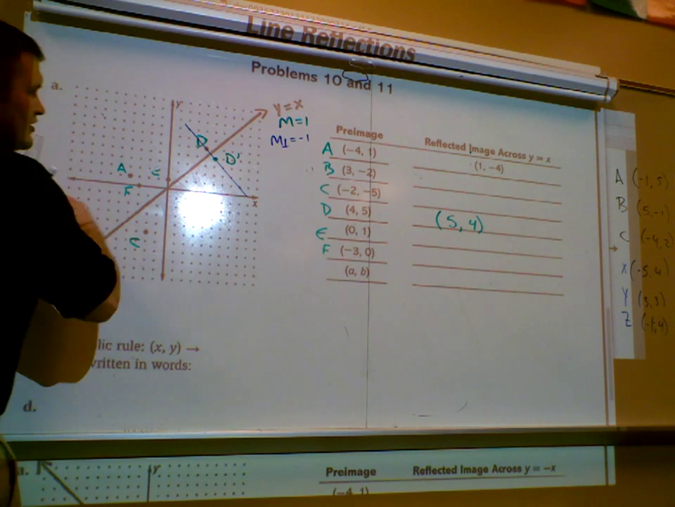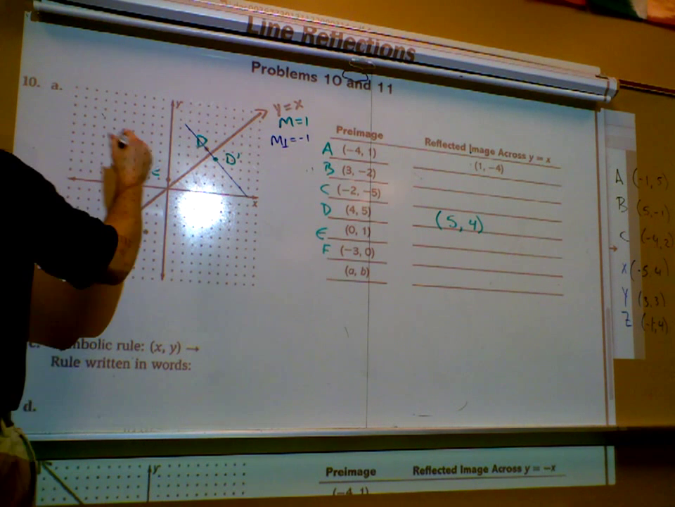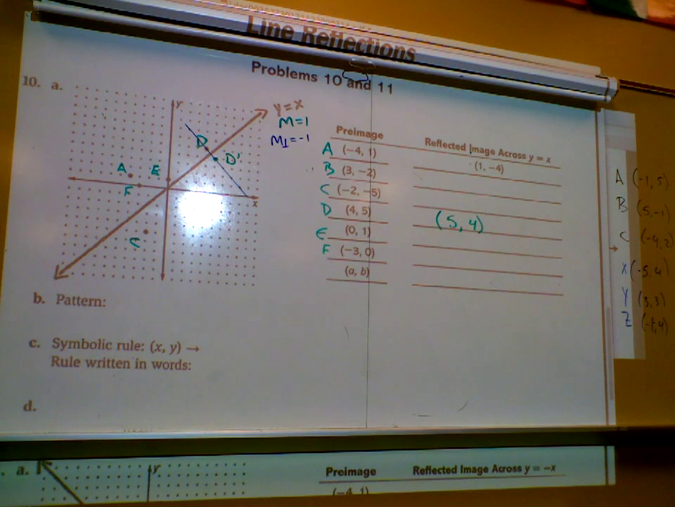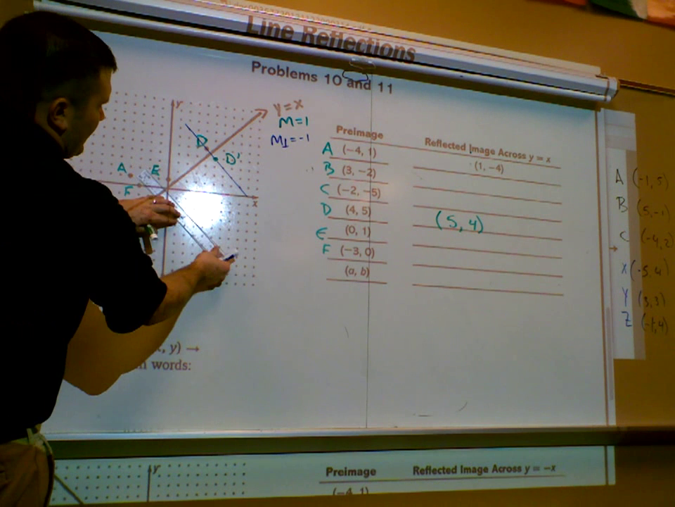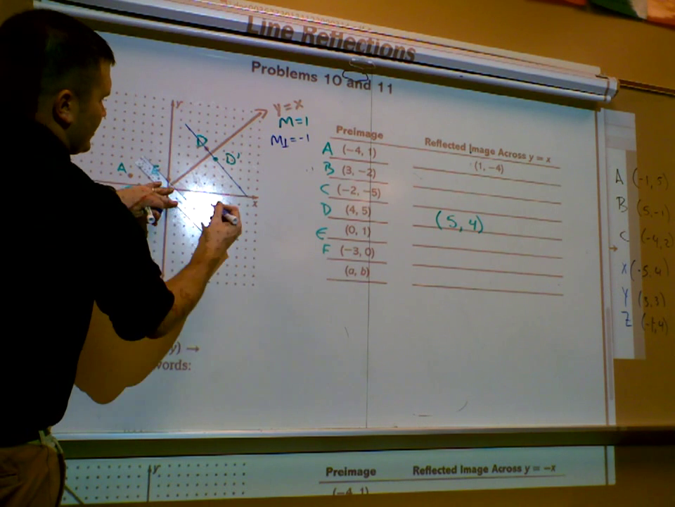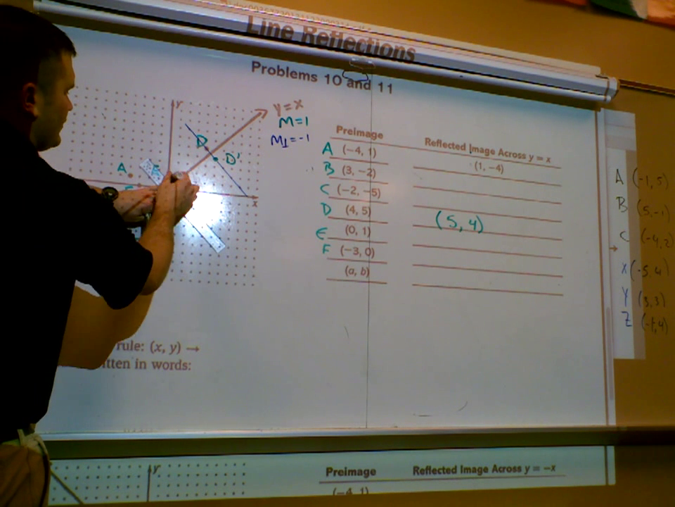So B is right here. It's at (3, -2), right? So its image is going to be on the other side of the line. Does that make sense? Okay. Now we're still reflecting over the y equals x line, so the line is still going to have a slope of -1 if it's perpendicular to it. So it'll be parallel to that one, right? Right one, down one, right one, down one.